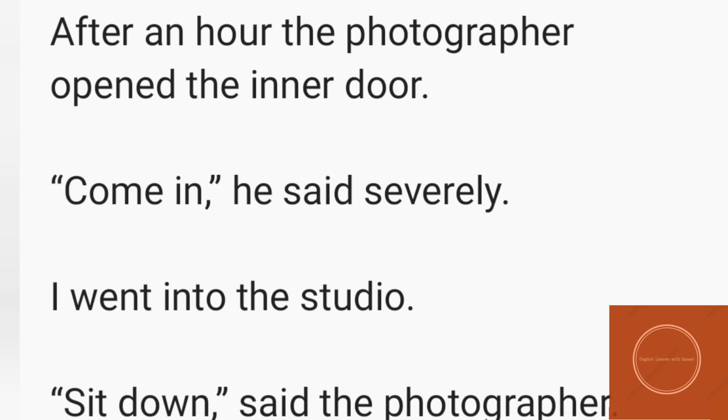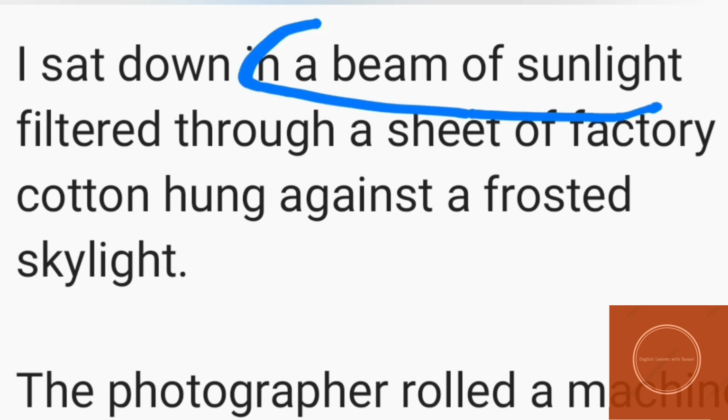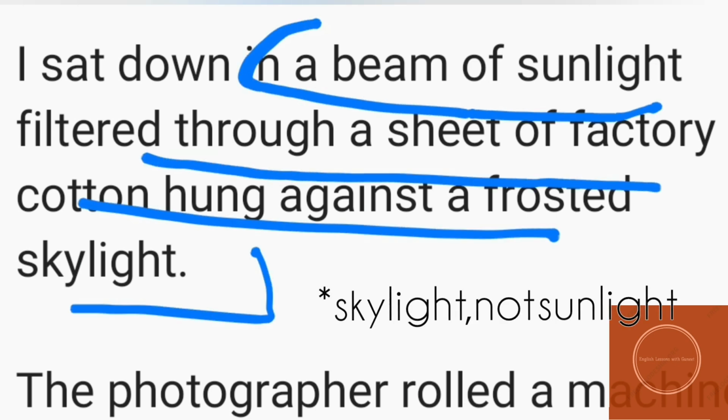So as the photographer was saying, the person was following it. He told him to come in, so the person came in. Then the photographer told him to sit down. The person sat down. Where did he sit down? He sat down in a beam of sunlight filtered through a sheet of factory cotton hung against a frosted sunlight.